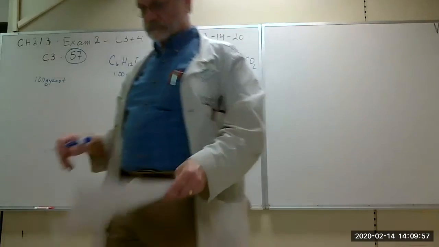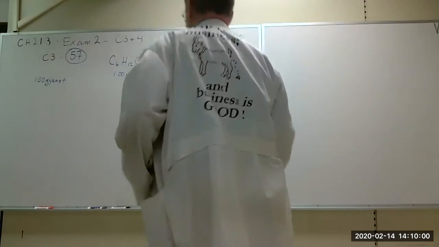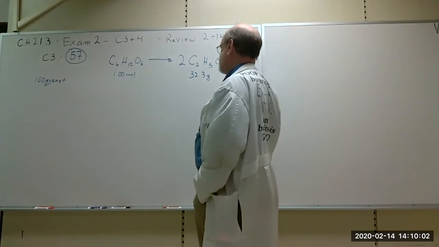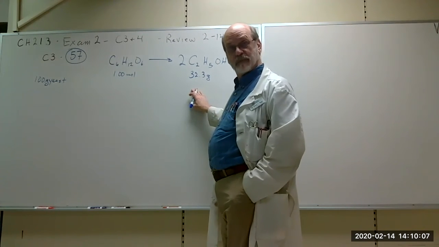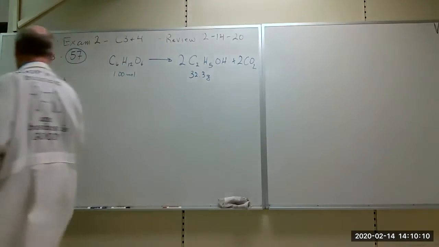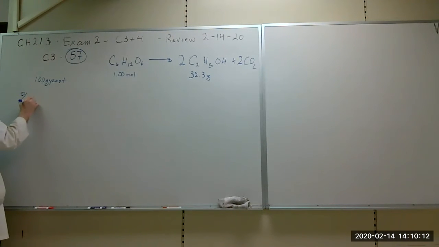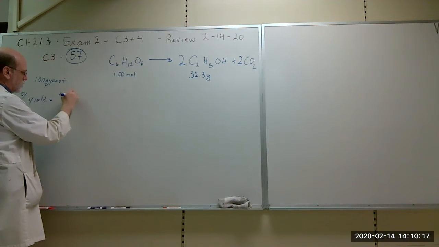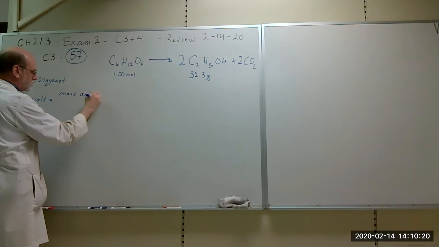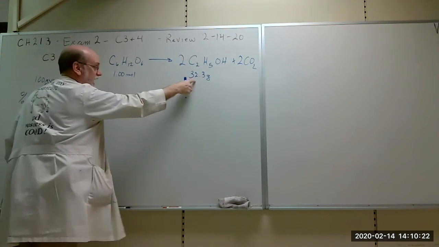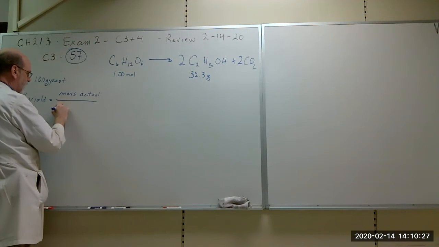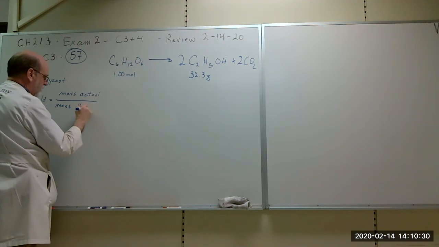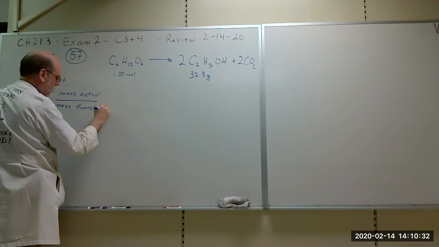Okay. The assumption here is that this is probably less than 100% yield. But you need to remember the calculation. What is percent yield? Equals the mass, actual, which is this one. That's actually what we got. Divided by the mass, theoretical, times 100.